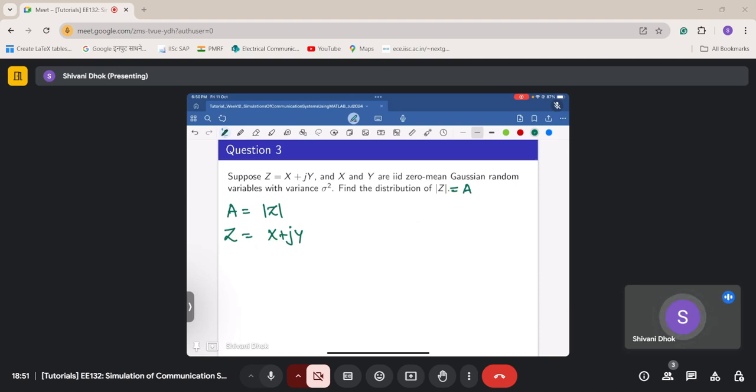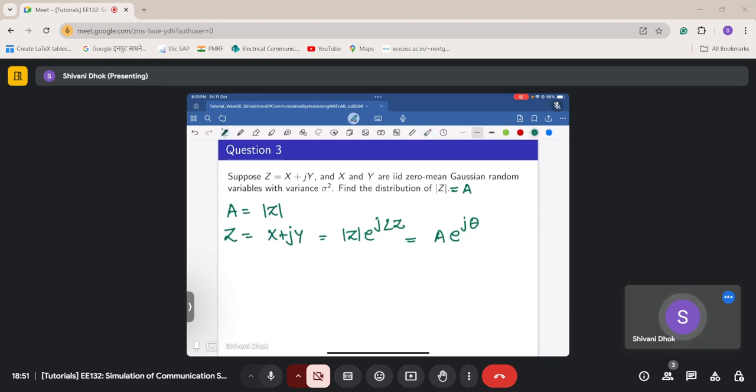So this is a complex number. Any complex number we can write either in Cartesian form or polar form. So z I can equivalently write as magnitude of z times e power j angle of z. Let the magnitude of z be A, and let the angle of z be theta. In Cartesian coordinates, x and y are two random variables, and in polar representation, A and theta both are random variables.